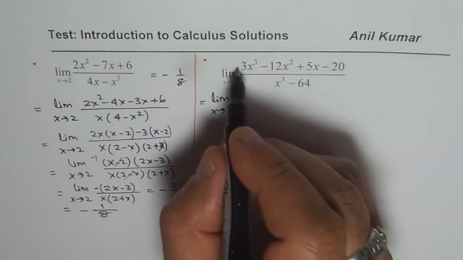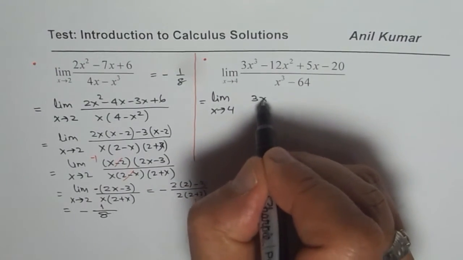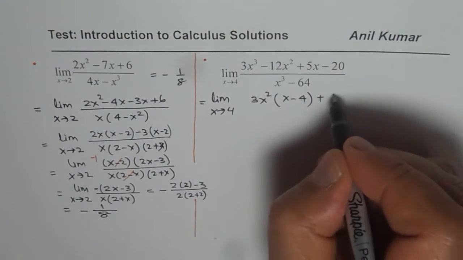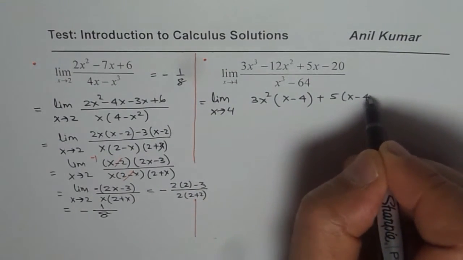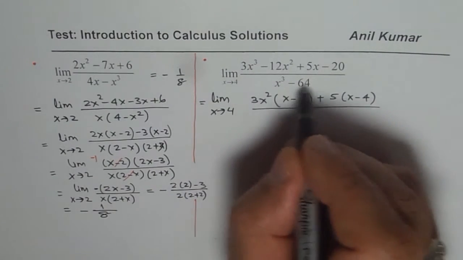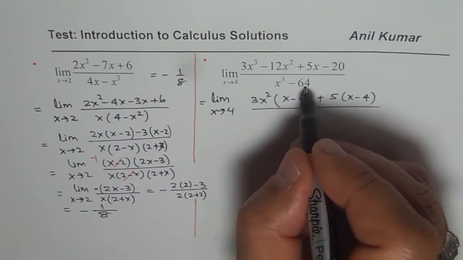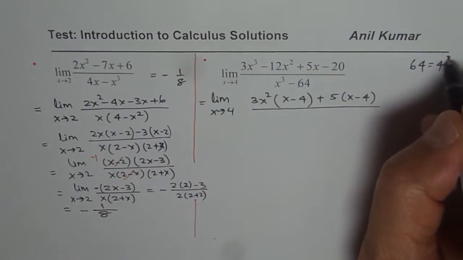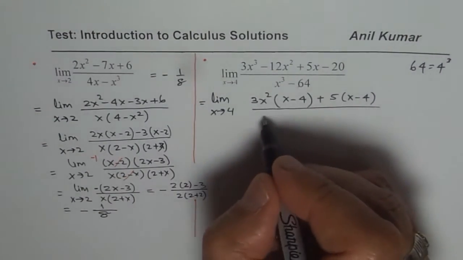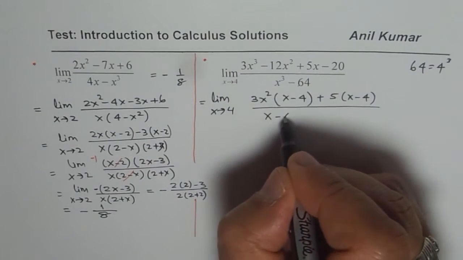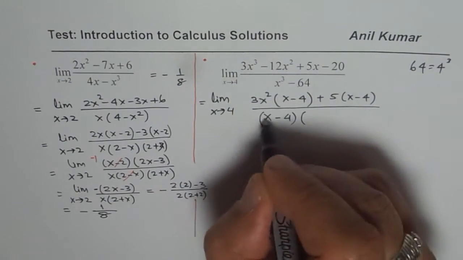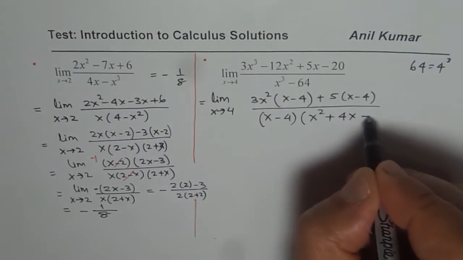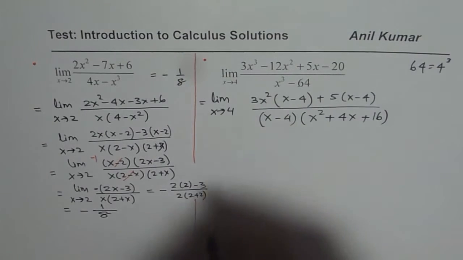In the first group, we can take 3x squared common. So we get x minus 4. In the second group, we'll take 5 common. So x minus 4. Denominator is cubic function, x cubed minus, this is 4 cubed, right? 64 is equal to 4 cubed. So we'll use the a cube minus b cube formula, which gives us a minus b, which is x minus 4, times a squared, x squared, plus product of these two, 4x, plus 4 squared, which is 16, correct?